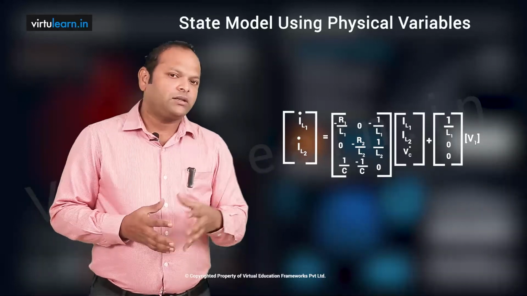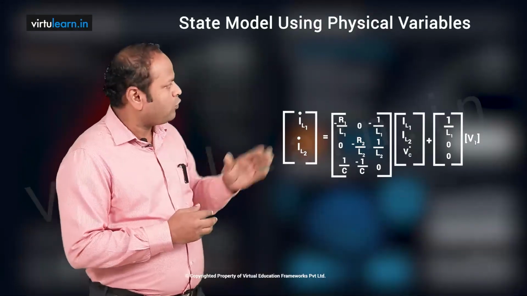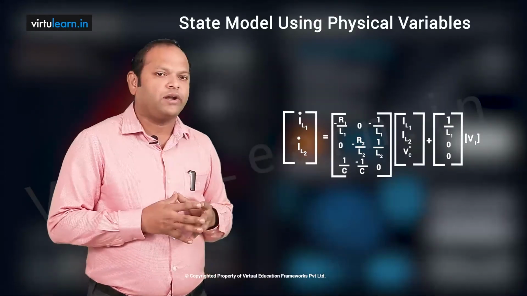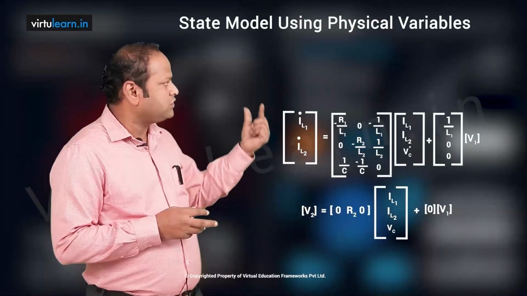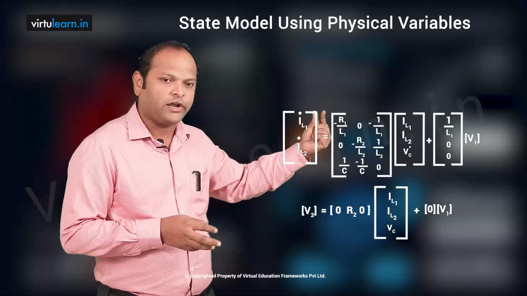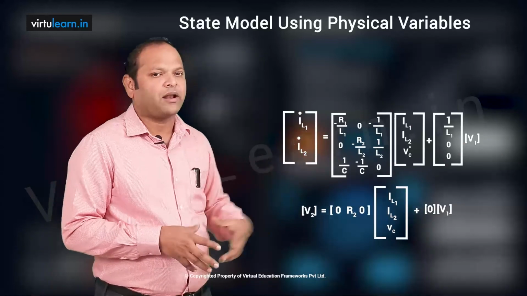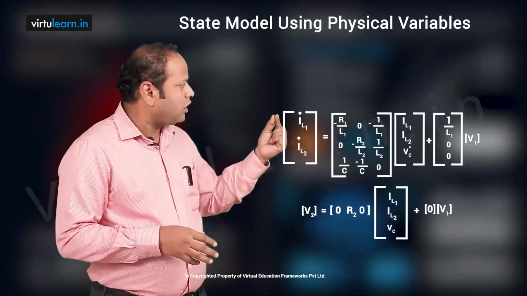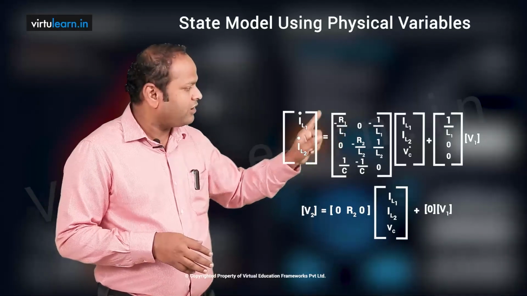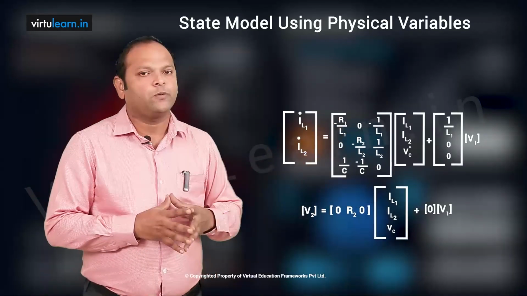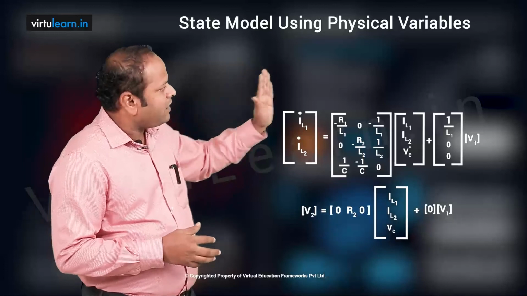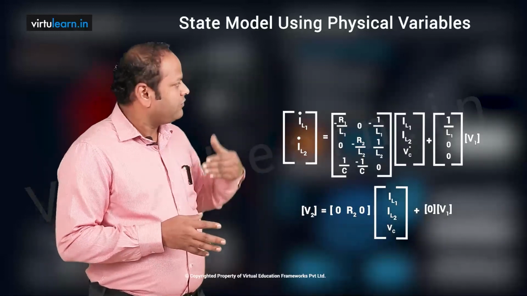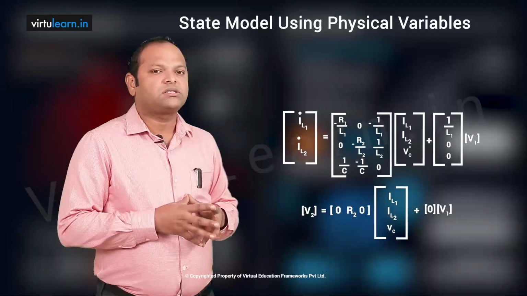If you want to write the output equation also, we take the output as the voltage across the resistor, which is V2 equals R2 into small i2, but small i2 is the capital IL2. So when you write the equation, V2 becomes [0 R2 0] times [IL1 IL2 Vc] plus 0 times V1. So these are the A, B, C, D matrices, and with these matrices we can write the state model.